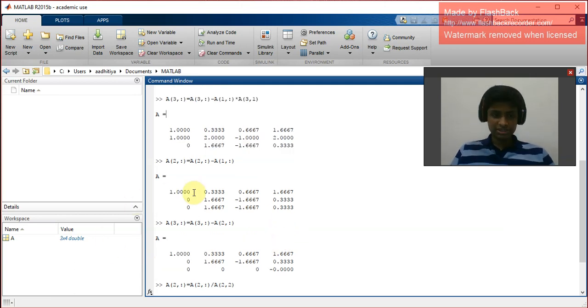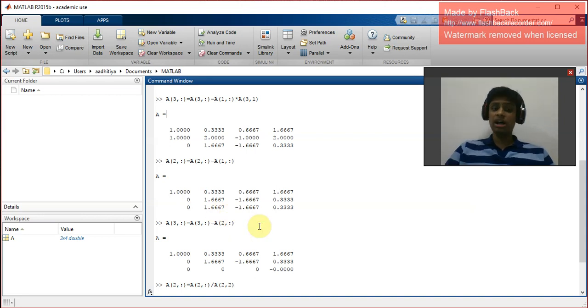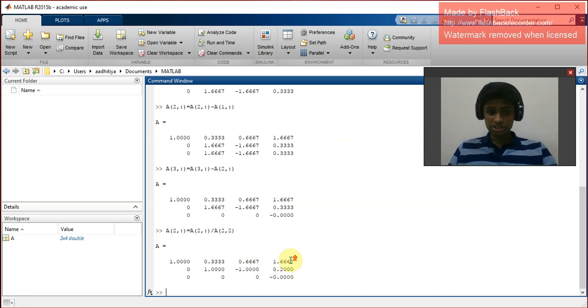After we do that, we see we've gotten two zeros in our matrix. That means one is a pivot element and the other element is 1.667. So this is almost an equivalent matrix; we're just bringing it into its form. Now the third one, A 3 comma colon equals A3 comma colon minus A2 comma colon, which means R3 equals R3 minus R2. By doing that, we see our last row is completely zero. The first pivot element stays the same as 1. The second one still stands at 1.667.